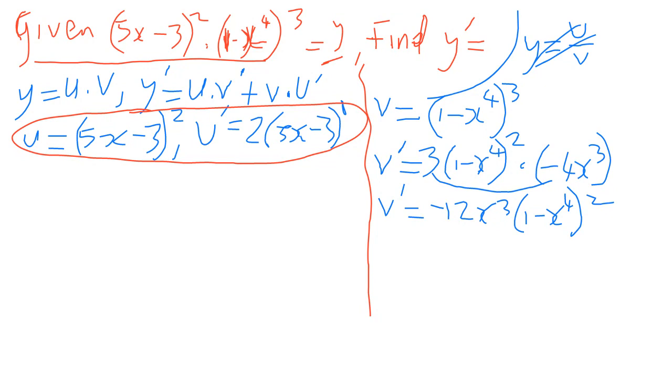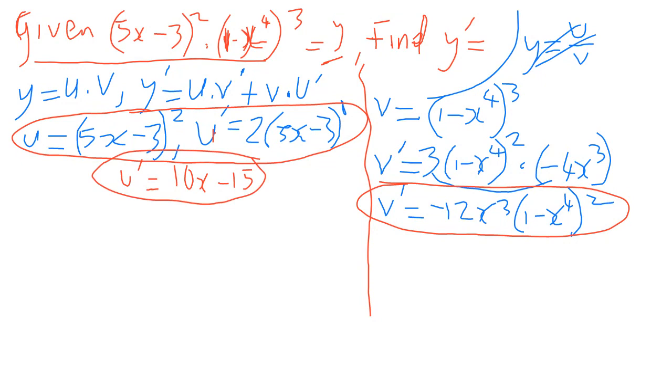And now I think I've already simplified my v prime. Very well, so I am going to circle it. All right, so if I look at my u prime, I can also simplify this u prime to look easier. So that is 10x minus 15.